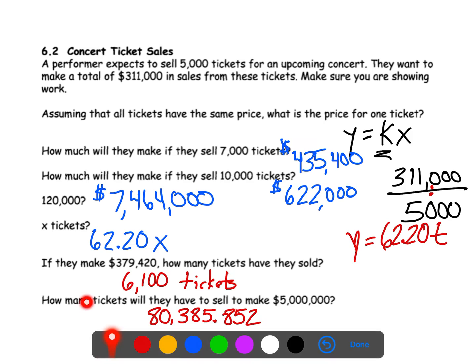So if the person would like to make $5 million and we just get rid of this, ask yourself, will they make $5 million? No, they actually won't. They will be short of their goal. So what logically they would have to do is increase this to a full extra ticket being purchased. They'll make just over $5 million, but our best answer to this would be that they need to sell 80,386 tickets, and that would be a logical amount.